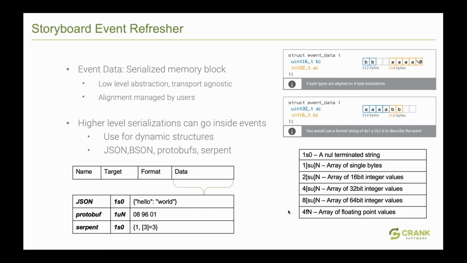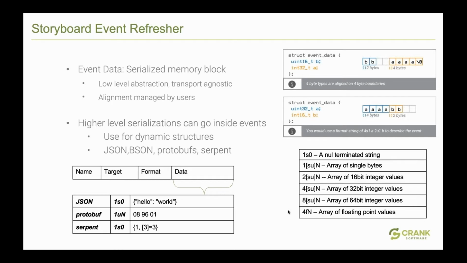So if I look at the anatomy of an event, a Storyboard event is always defined with a name. It can have a target field in terms of if it's directed event data. For example, if I'm communicating a press or a variable payload, I want to direct it. That addressing is a little bit client specific. The format and the data are really the two pieces that go together. The format is a string that describes what the data payload would look like, and the data, of course, is the bytes to be transmitted.